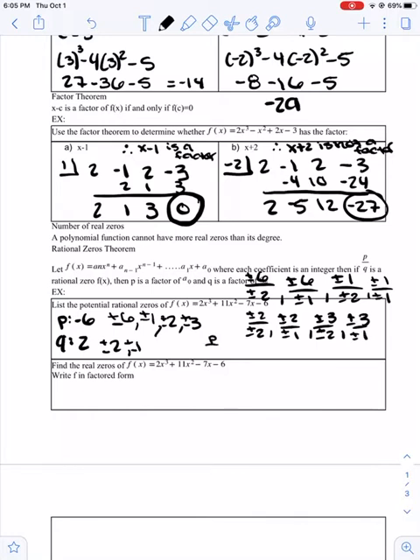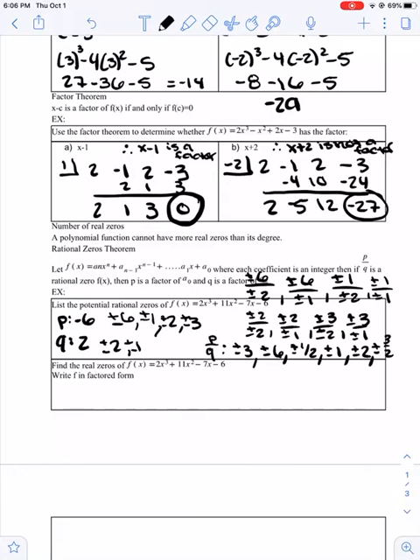You can simplify these to get P divided by Q. 6 divided by 2 is plus minus 3. 6 divided by 1 is plus minus 6. That's 1/2. 1. 2 divided by 2 is 1 again. 2 divided by 1 is 2, so that's a new one. 3 divided by 2, that's 3/2. And then 3 divided by 1 is 3, and we already had 3, so we don't have to list it again.